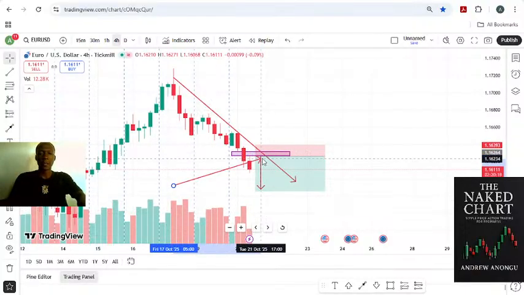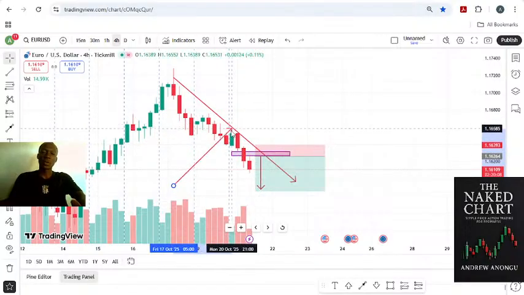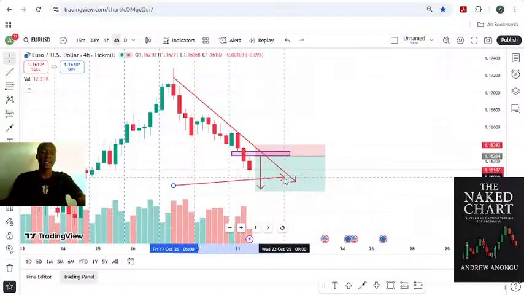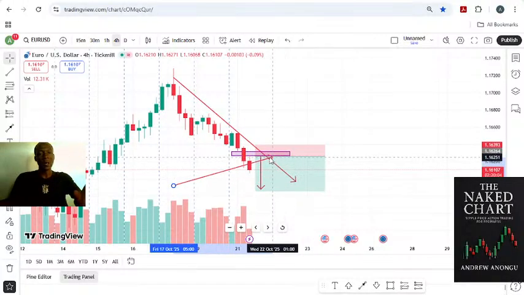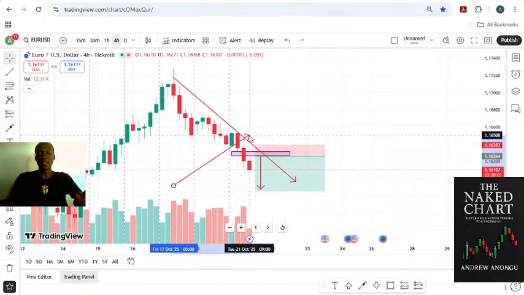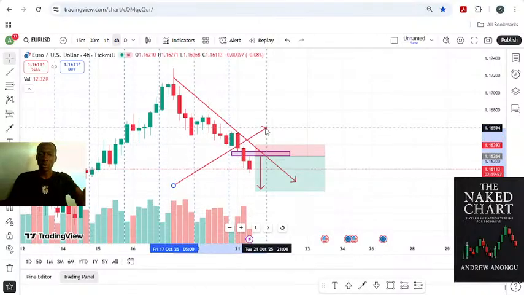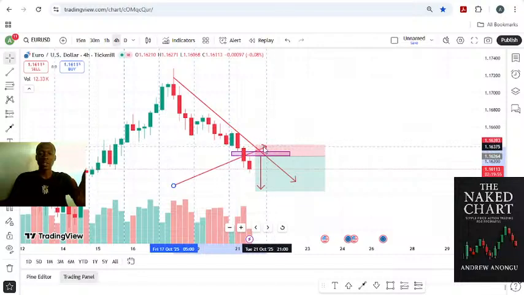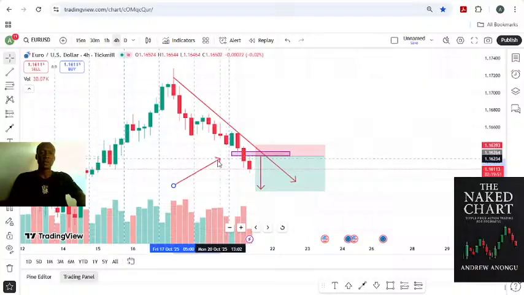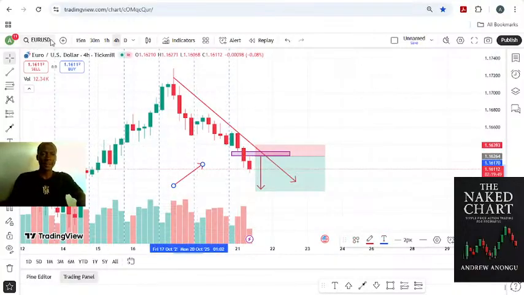So wait for the pullback close to the trend line, sell here, stop loss above the trend line. The logic behind the stop loss above the trend line is, as long as price is trading below the trend line, the trend is still down, we are looking for sales. But once price breaks above the trend line, the trend has changed from being bearish, which is down, to now being bullish, which is up. So that's the logic behind the stop loss above the trend line. So that's the analysis for Euro USD.